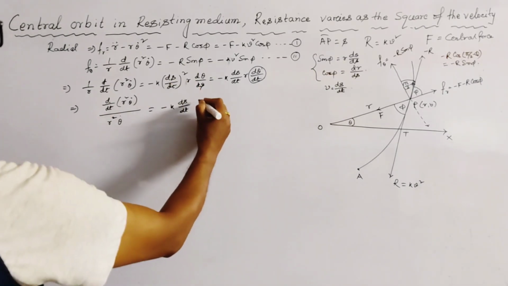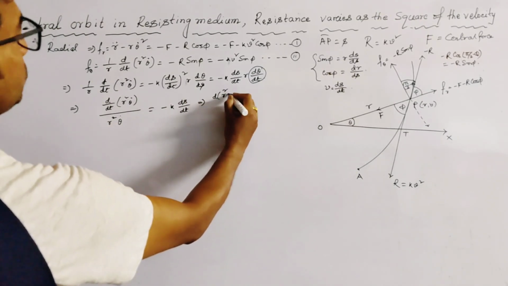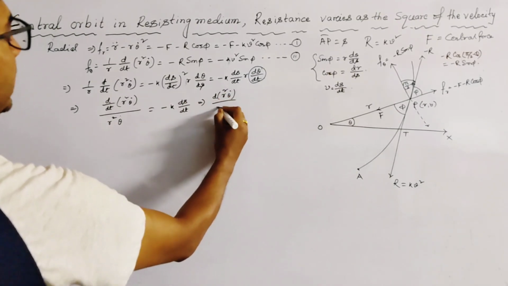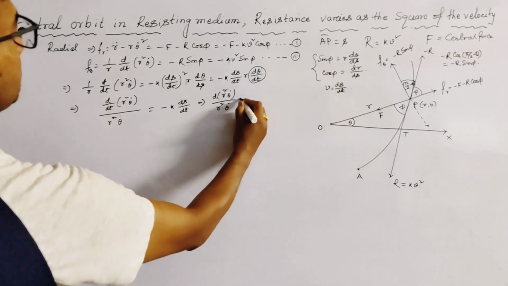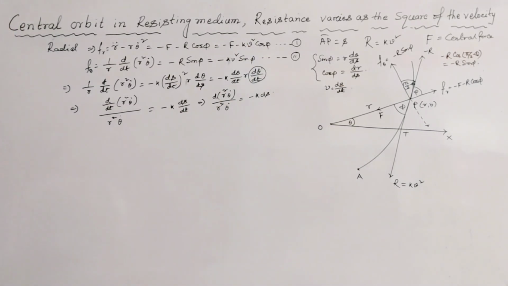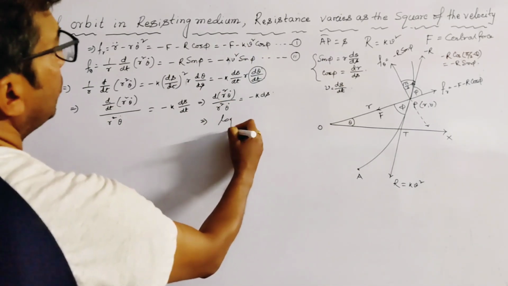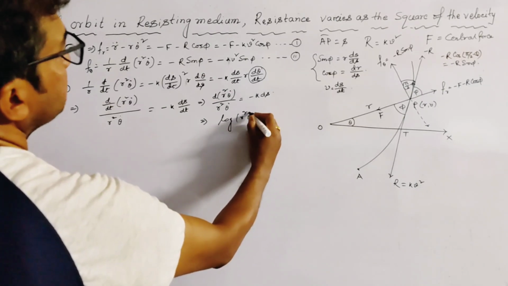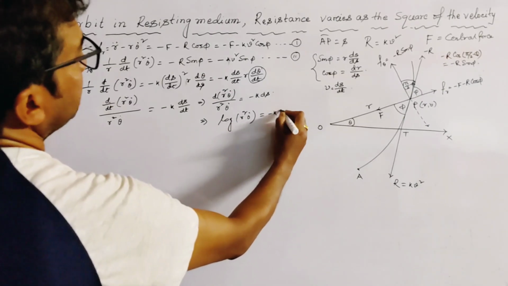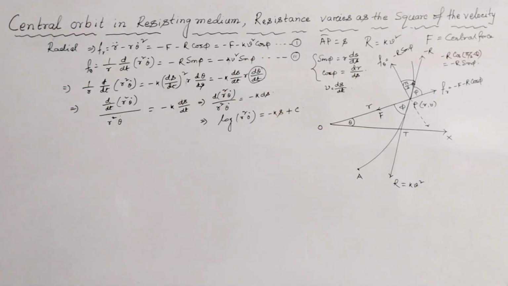Okay, and this gives d of r square theta dot by r square theta dot equal to minus k ds, and integrating we get log of r square theta dot equal to minus ks plus an integrating constant, which is c.